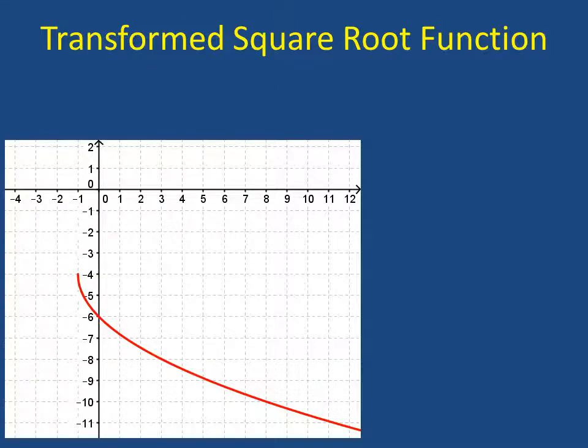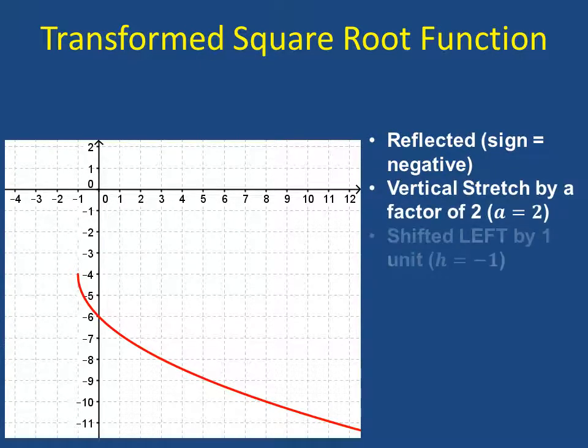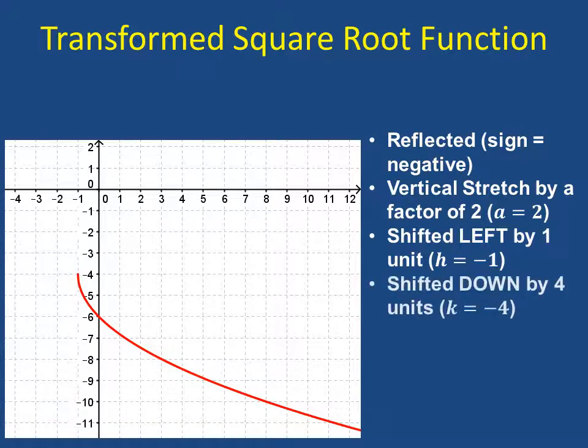So here we have an example of a transformed square root function. We see that it's reflected, so we know that the sign is negative. It has a vertical stretch by a factor of 2. It's shifted left from the origin by 1 unit. That means h is negative 1. And it's shifted down from the origin by 4 units, so k is negative 4. That results in the transformed function that you see on the screen.